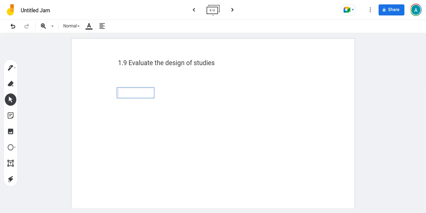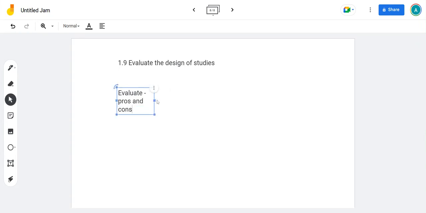First thing is to make sure that we understand the word evaluate. When you get the word evaluate as a command word in a question, you must say both sides, like the pros and cons. So evaluating the design of a study: what is good about the study, what's bad about the study, and they'll probably give you more of an indication than simply evaluate the study. So think about the pros and cons.